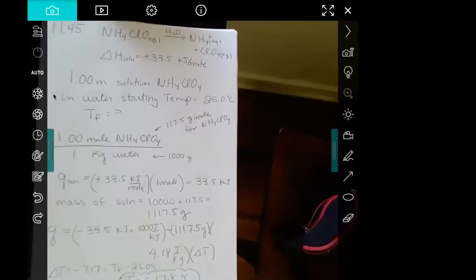Okay, so this is 11.45. And this just reminds you a little bit about calorimetry. So I'd better share my screen. Okay, now you should be able to see the problem I'm working on. So this problem just is a thermochemistry problem.